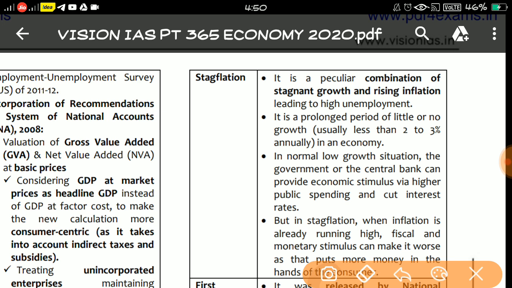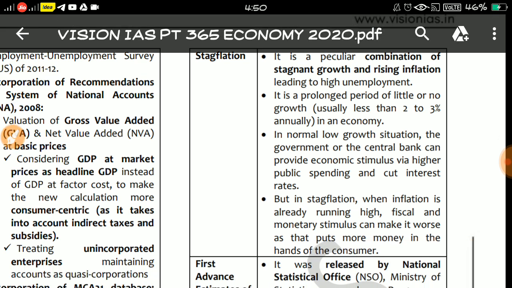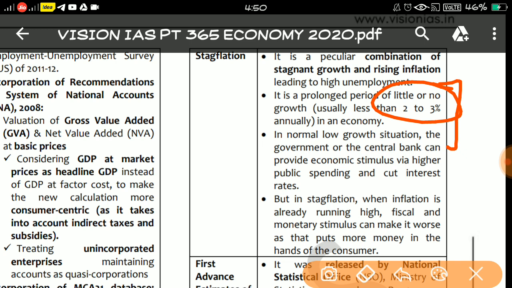Okay, so I hope you are getting this. Stagflation is a prolonged period of little or no growth, usually less than 2 to 3% annually in an economy. So we cannot say totally that we are in stagflation, because as of now we are not growing at between 2 to 3%. We are at 4.7, 4.5 or 5%. So we are not at 2.3, and we are not in stagflation, and we would not like to be.